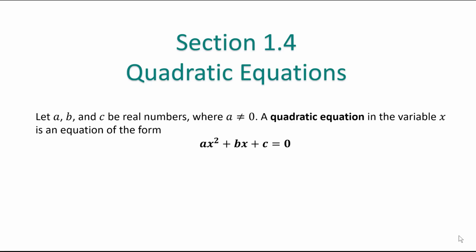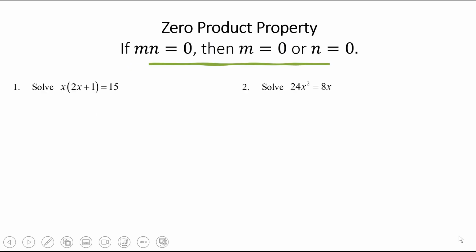So we will first of all look at this very, very important but very, very simple property called the zero product property, which allows us to solve many, many quadratic equations and is actually the reason we can have the quadratic formula, which we're going to get to in a minute. And that property just says that if m times n is 0, then m is 0 or n is 0.